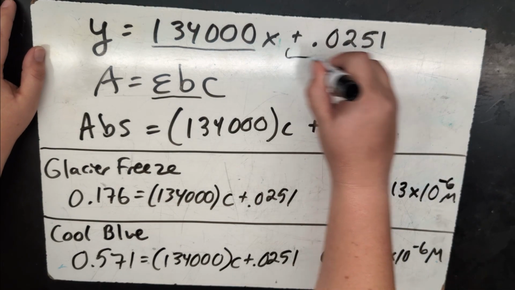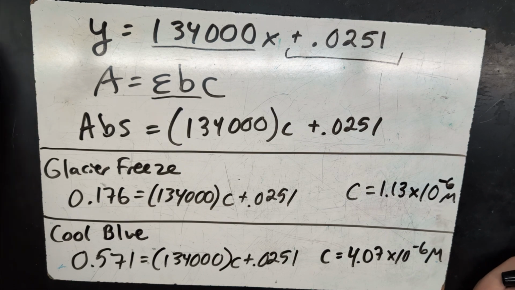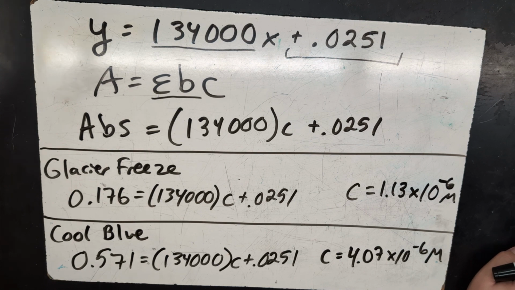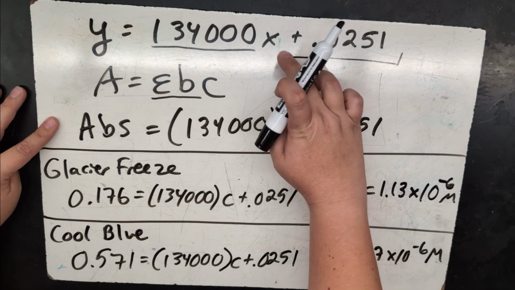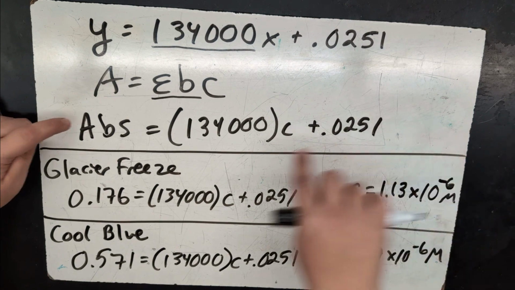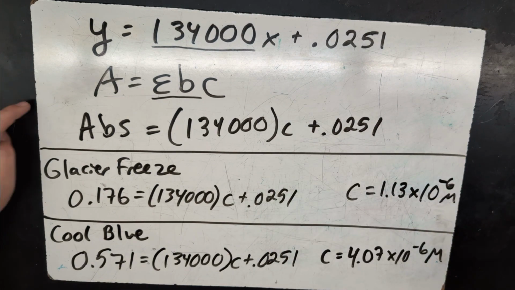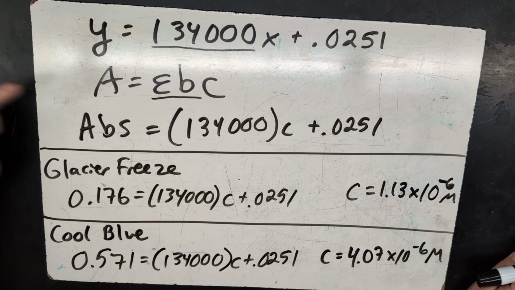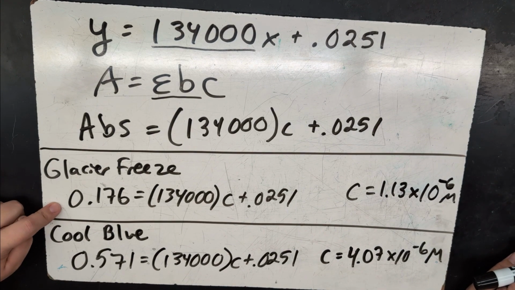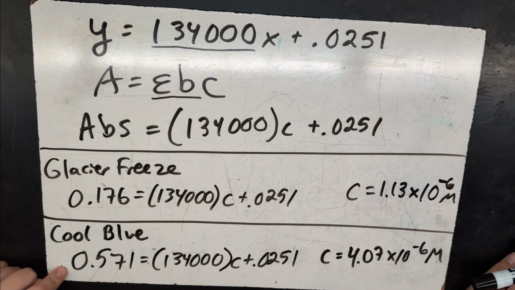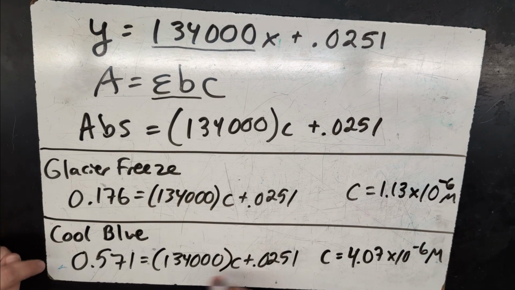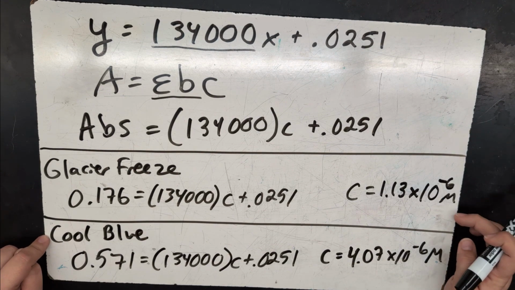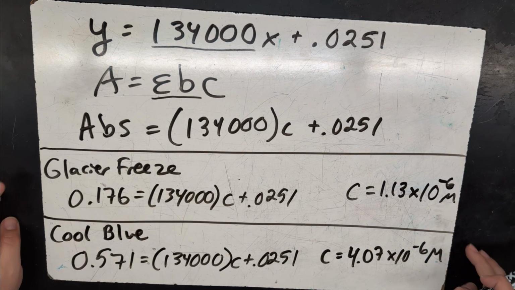Also, you'll notice that there's a little bit of a y-intercept in the line of best fit. Even though we had the 0.00, it doesn't necessarily have no y-intercept, right, based on any errors associated with the experiment. So we talk about that too. So then this is the equation plugged in with absorbance and concentration. And then what we do is you take the two absorbances we found from the Gatorade. Glacier Freeze was 0.176 as absorbance, and Cool Blue was 0.571. Plug both of those in and solve for concentration. So you can see the concentration in molarity of the blue dye in those solutions.